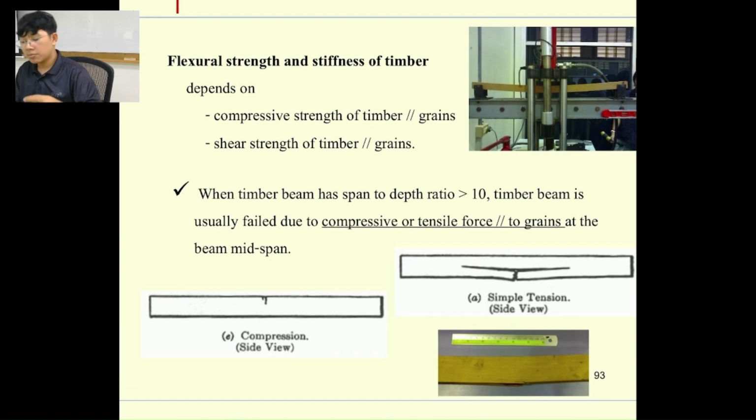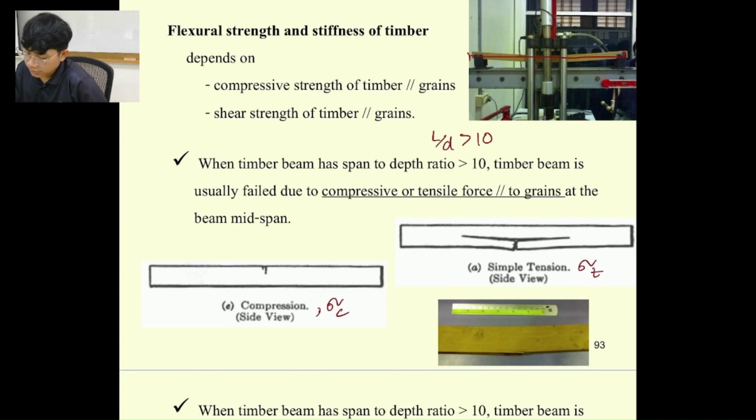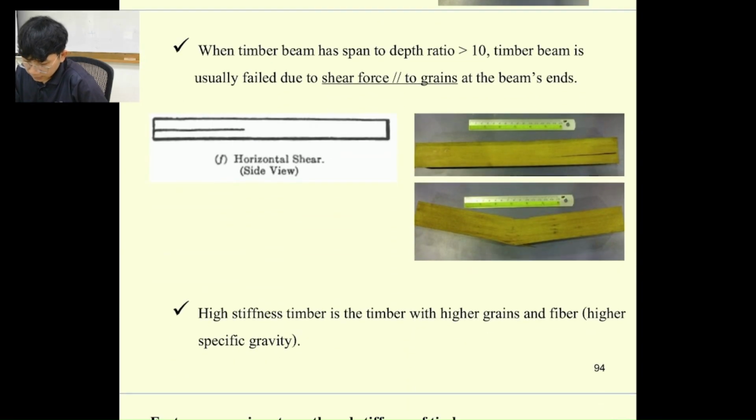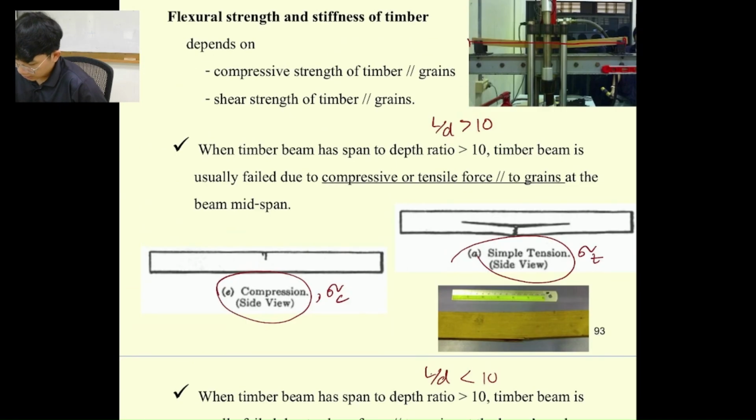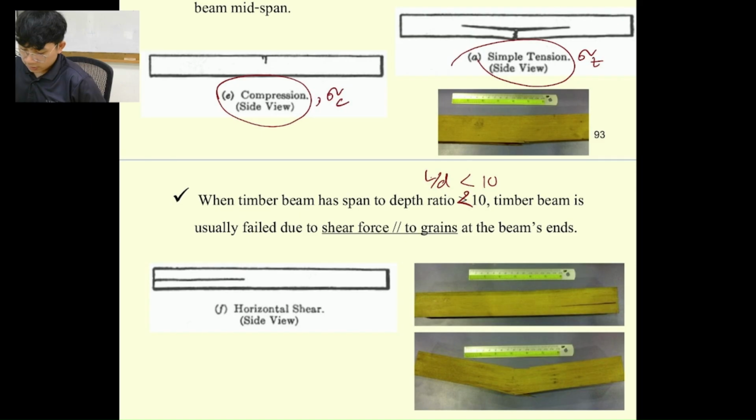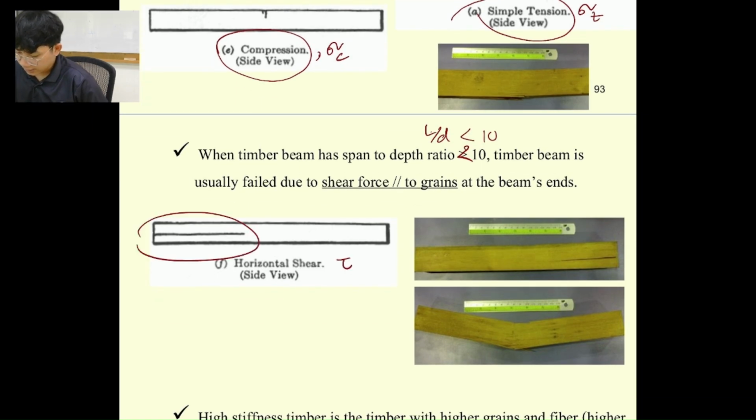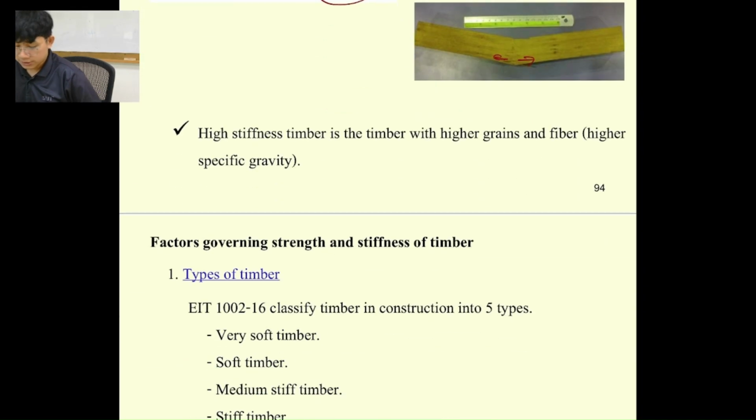If you remember from the lab, we tested a long wooden sample and a short one. The difference is just the ratio. When the L over D ratio, length to depth ratio, is larger than 10, we can find only a few failure types: stress in compression, stress in tension. You can just put it in here. And if L over D is smaller than 10, it's going to fail by shear most of the time. So it's going to fail like this. Okay, so it failed by shear.